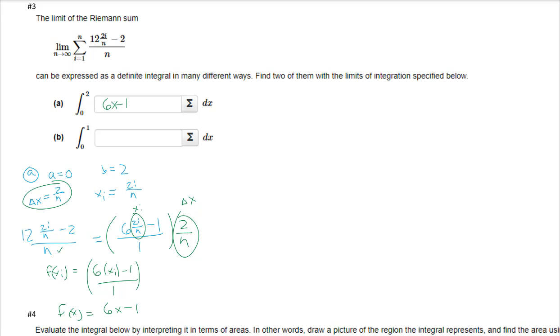Okay, that was tricky. Now let's do the exact same thing with our a value being 0 and our b value being 1. So my delta x in this case is 1 over n, and my x sub i is equal to i over n. And we're going to do the exact same thing. So we have 12 times 2i over n minus 2 over n. And we're going to start by trying to pull out that 1 over n, because I'm going to pull out my delta x right there.